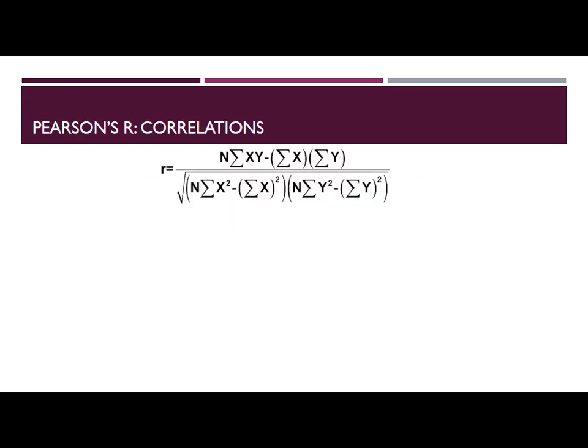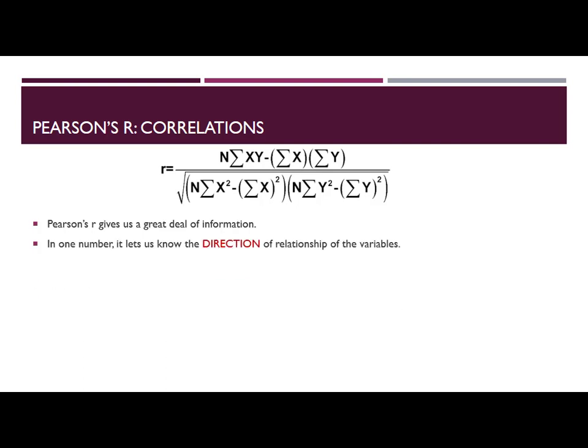Okay, again, I'm just going to go ahead and stick this equation up there so we just have it as a point of reference. And I'm going to talk a little bit about the information that we get from Pearson's R. I told you earlier that it gives us two specific pieces of information that are of most value to us. Well, it gives important information in one number. Once we get this equation done, it lets us know the direction of the relationship of the variables, and it lets us also know the strength of the relationship of the variables. So one number gives us all that.